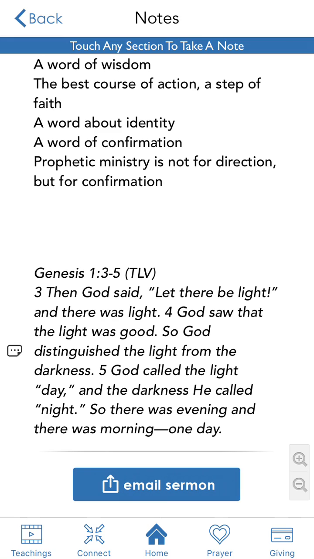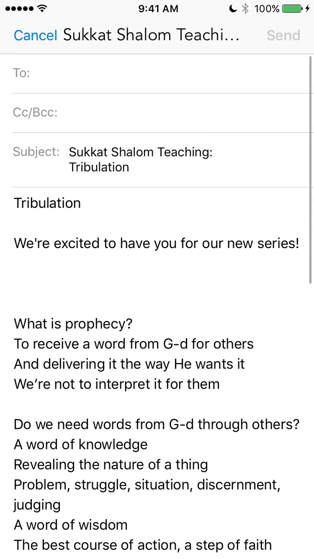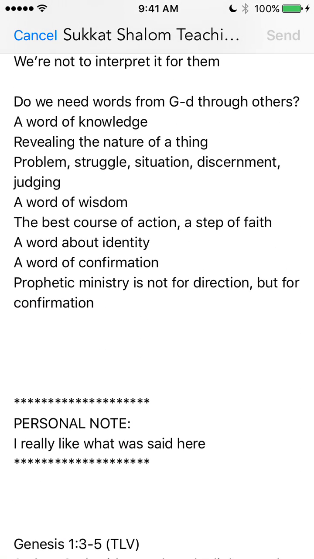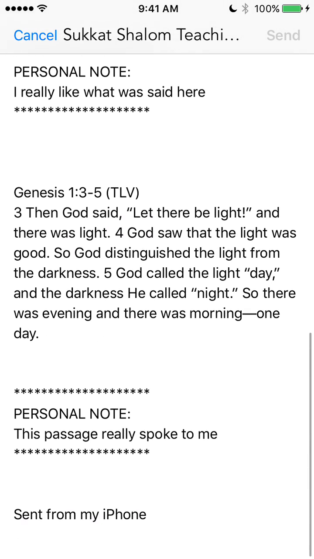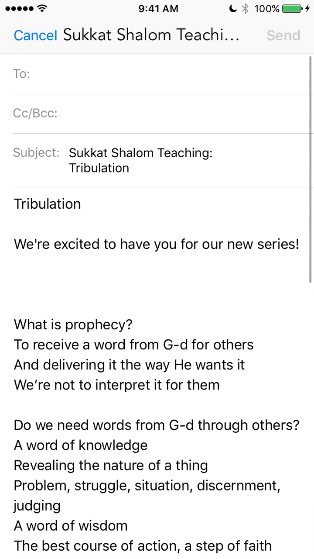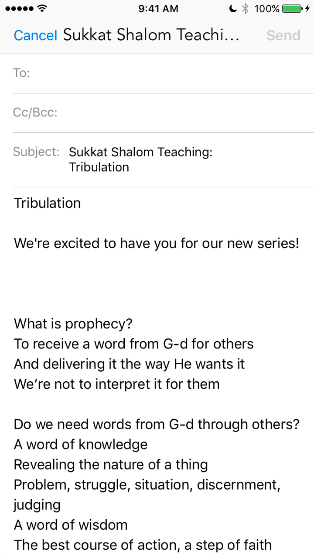And then once the sermon's finished, at the bottom you can see there's an email sermon button. I'm going to go ahead and press that, and you're going to see here's the outline as an email, but as I scroll down, there's my personal note on the block where it said, I really like what was said here. And that's what I took previously. I mean, the app has been killed and reopened since then, and it still remembered those were the notes I took. But then you saw the note I took for this passage really spoke to me for Genesis 1:3-5. So now I have both the outline and my personal notes where I took them in that outline, and now I can email them to myself.